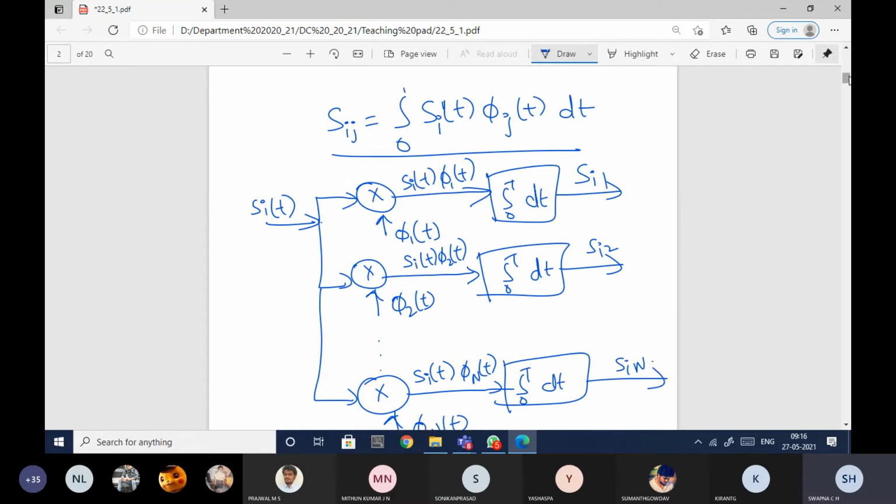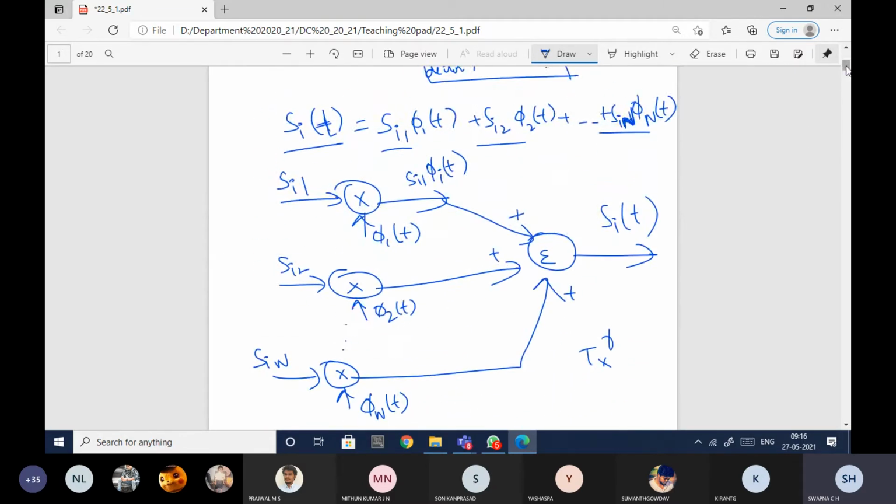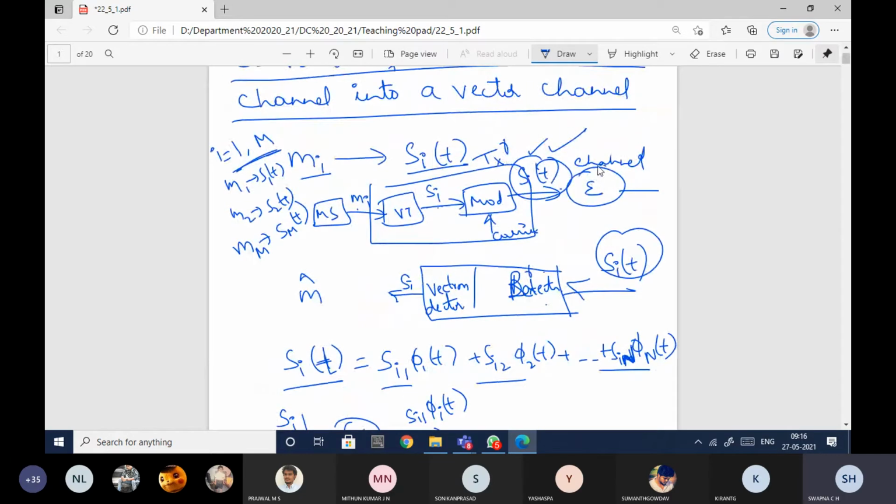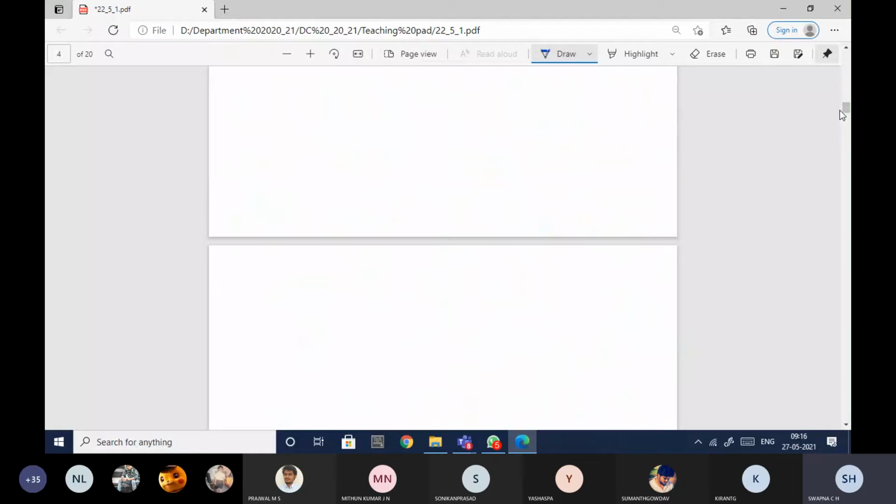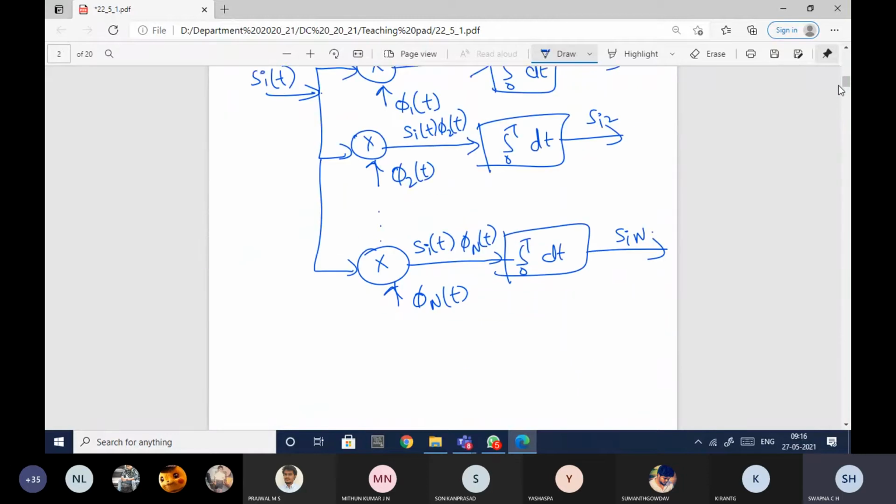But when you observe, the Si of t, where is it? The Si of t is passed through the channel. Okay, ideally this is how the receiver, this is nothing but the receiver circuit. This is at the receiver or analyzer. Okay, so ideally it should happen in this way.